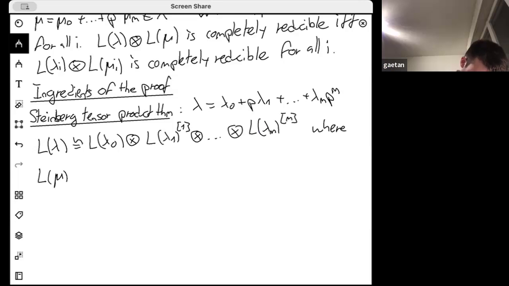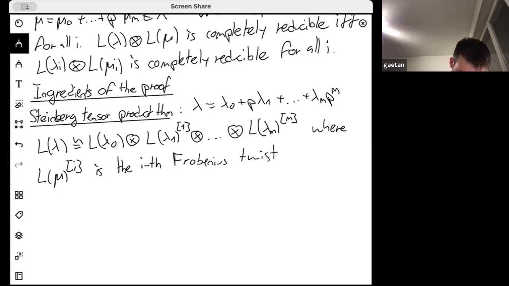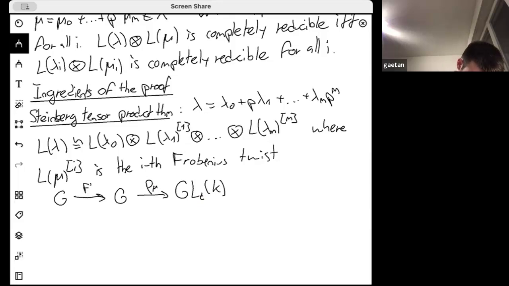So here L mu of I is the eth Frobenius twist, which means that I compose. So I have my representation of G into some GLT, let's say, which corresponds to the weight mu. And here I have the Frobenius endomorphism, and I take its eth power, and then I compose. And this composition corresponds to the module L mu, to the eth Frobenius twist of the module L mu. So that's the first ingredient of the proof.